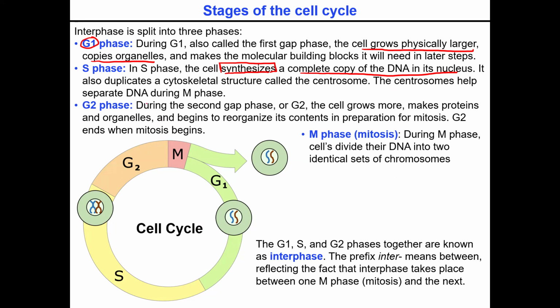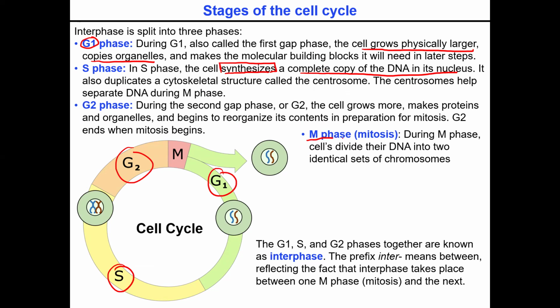In our G2 phase, during this gap phase, cells are going to grow more, make more proteins and organelles, and begin to reorganize their contents in preparation for mitosis. So in G2, it's really rearranging everything and getting everything settled for the actual cell division portion. So again, G1, it's preparing, growing larger, making those copies. S phase, synthesis, it's making a complete copy of that DNA. And then in G2, it's really settling down to get ready for cell division.